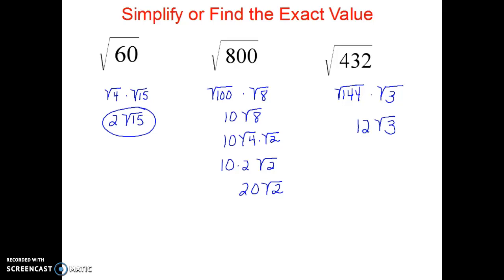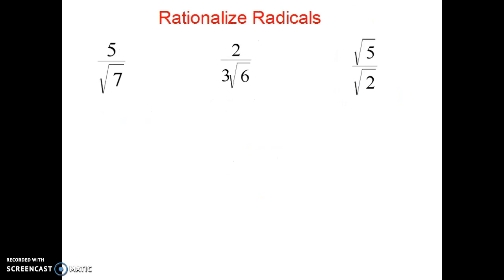We are going to take a look at simplifying with square roots a little bit more. Here are 3 examples from the past, so if you want to refresh your memory, you can push pause and look those over. These are the examples we're going to look at.